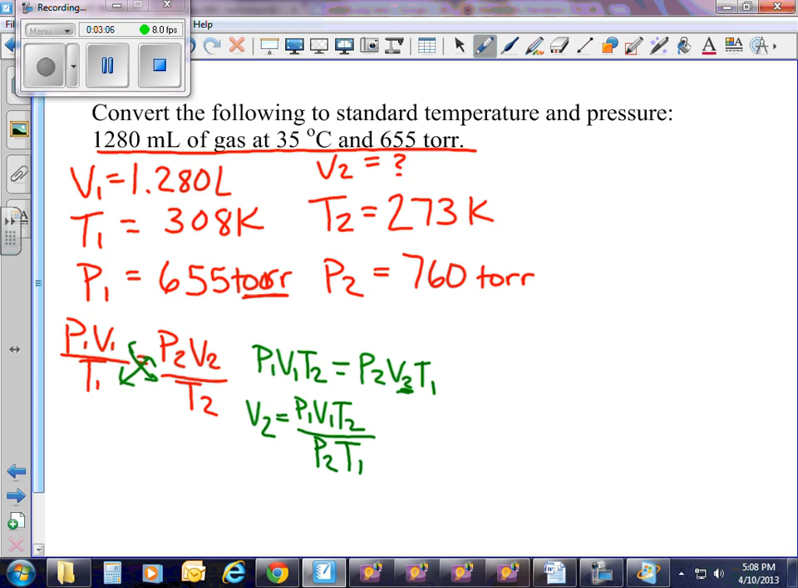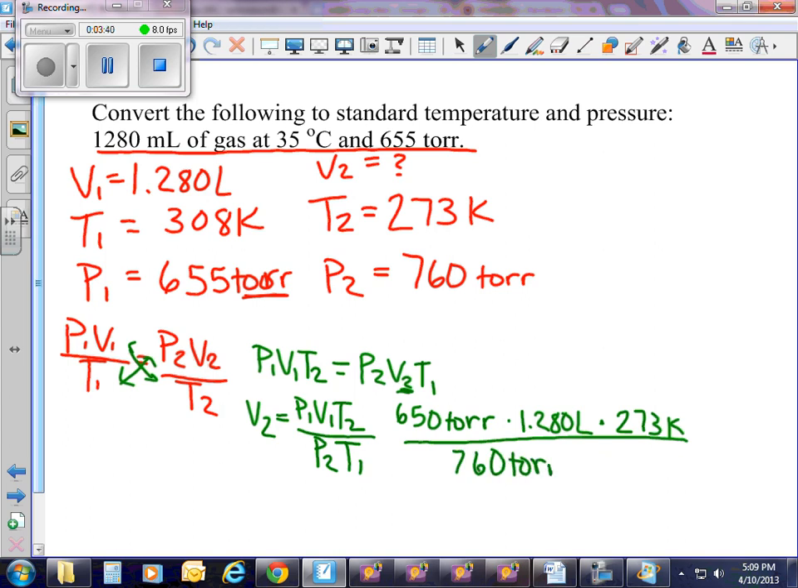Now all I do is plug in my numbers. I know my P1 is 650 torr. V1 is 1.280 liters, times my T2, so 273 Kelvin, divided by P2, 760 torr, times T1, so 308.